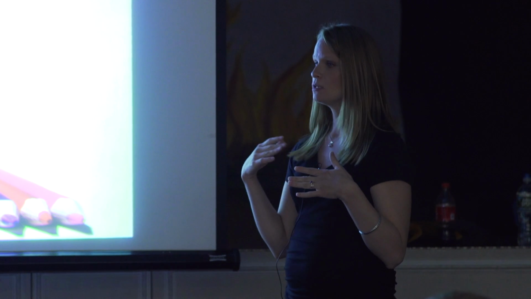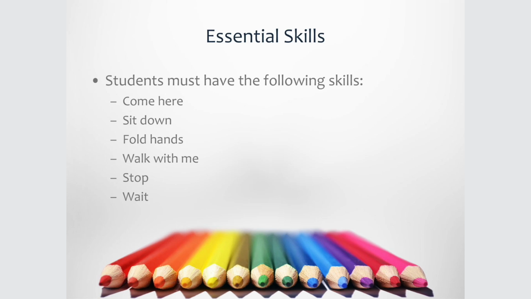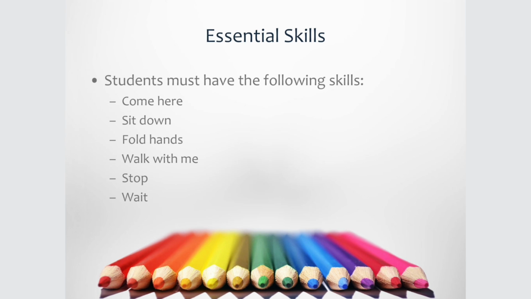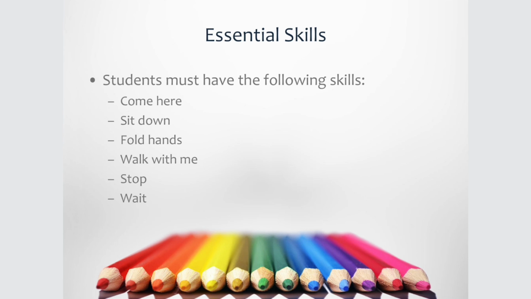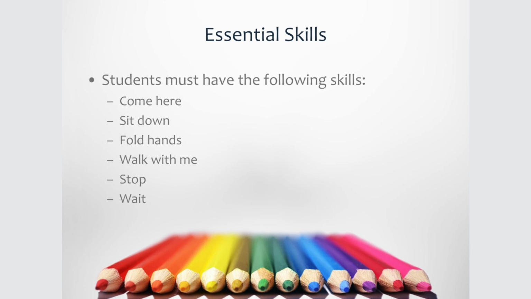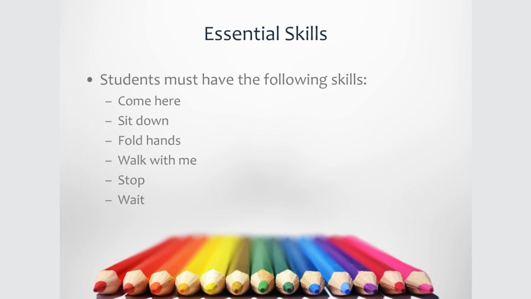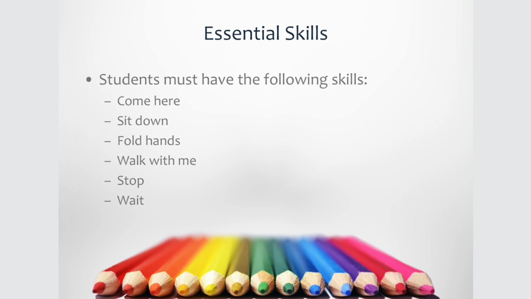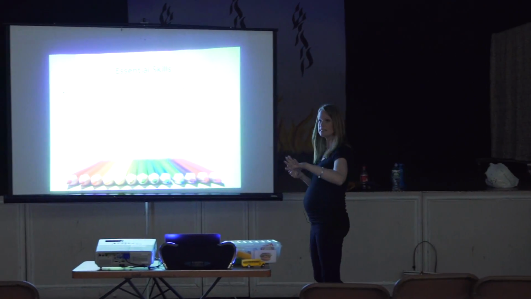Now, before we start working on some of the goals, we want to make sure that our child has these essential skills. We want to make sure that when I say come here, they're going to come to me because they like me, right? We're going to tell them to sit down. We want to make sure that they can sit down. We want to make sure that they can fold their hands. And for some kids, they have a hard time doing that. So I just tell them hands down, works the same. Walk with me. I want them to be able to walk with me. I don't want them running away from me because that could be a real problem, especially if you're out in the community. Stop and wait.